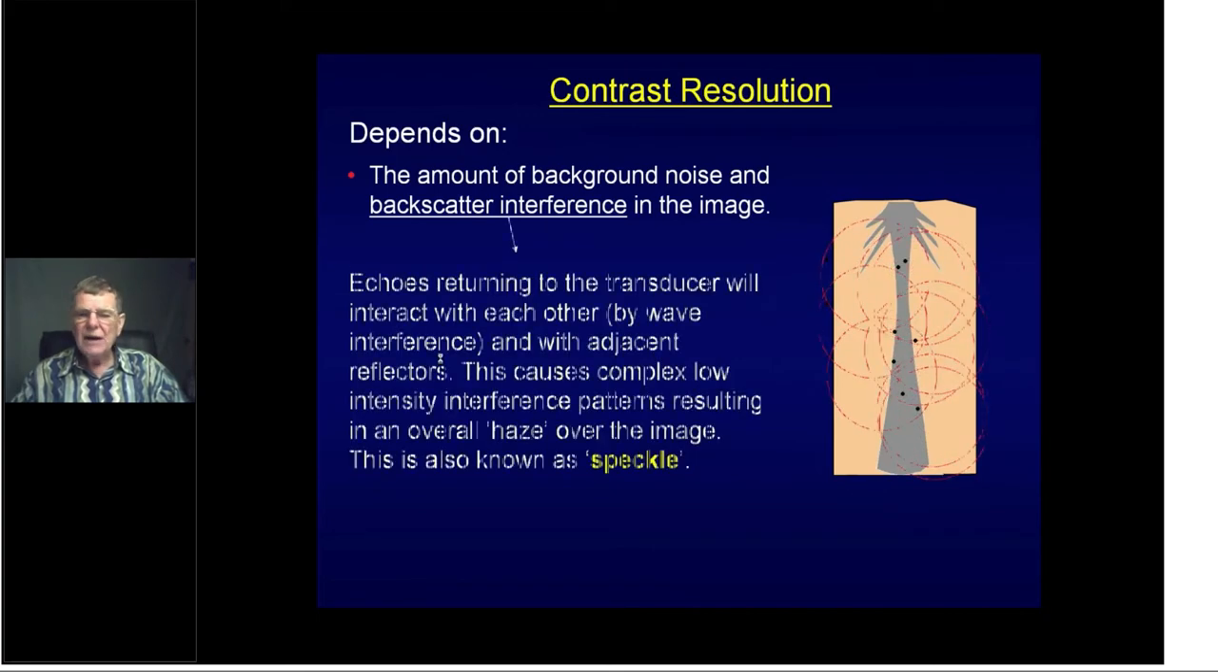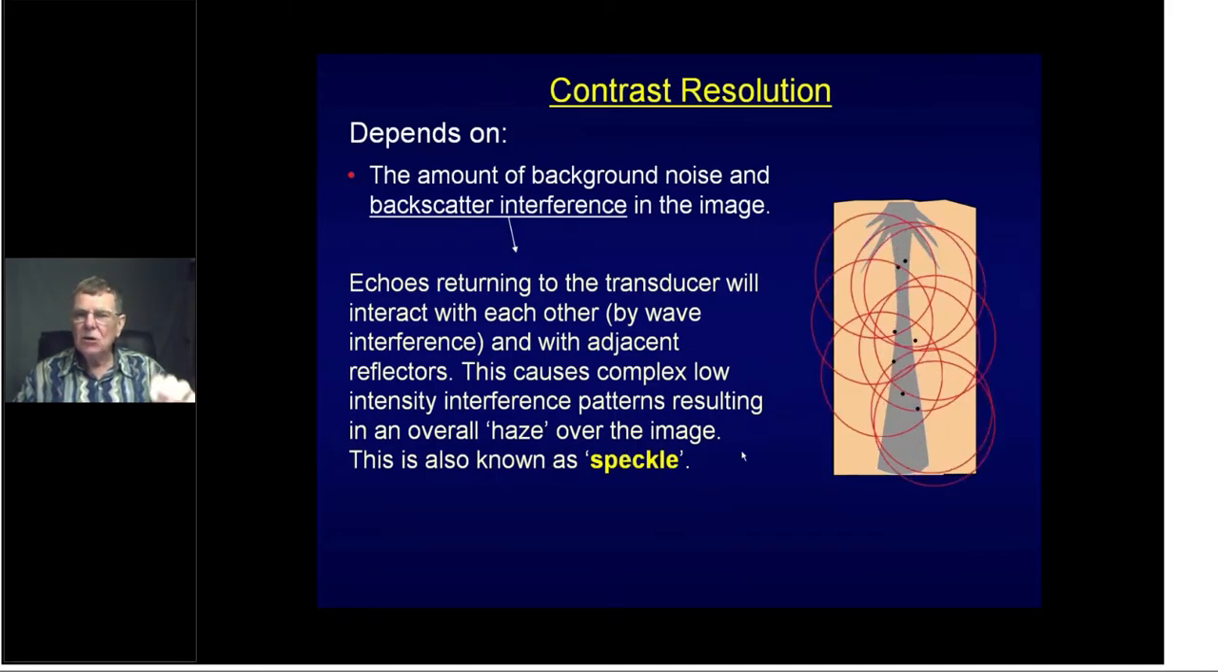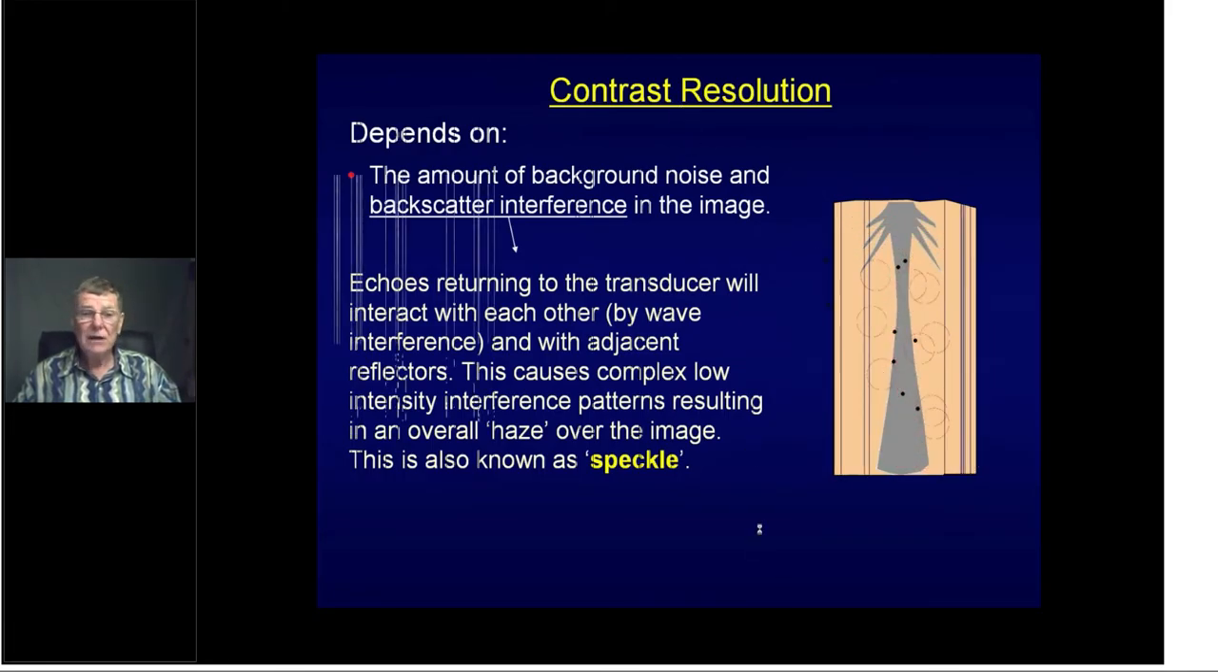Now, when they do that, these echoes will start to interact with each other. They will undergo wave interference by adding and subtracting with each other, and they cause very complex interference patterns, which come back up to the transducer, and that causes an overall haze, if you like, on the image. It's an artifact of ultrasound called speckle, and speckle degrades the quality, particularly the contrast resolution of your image.